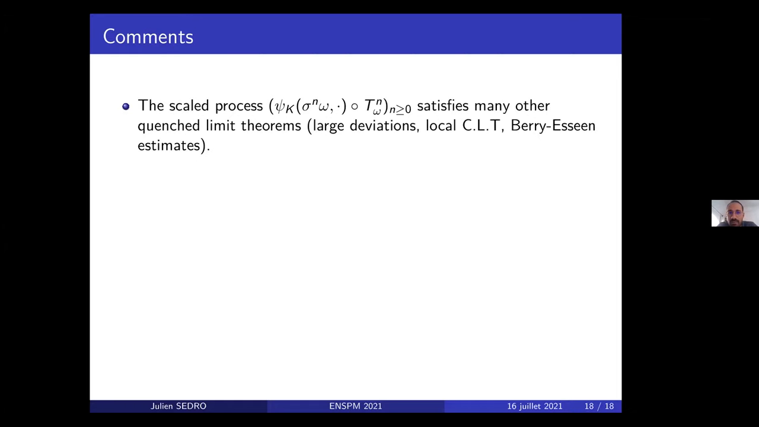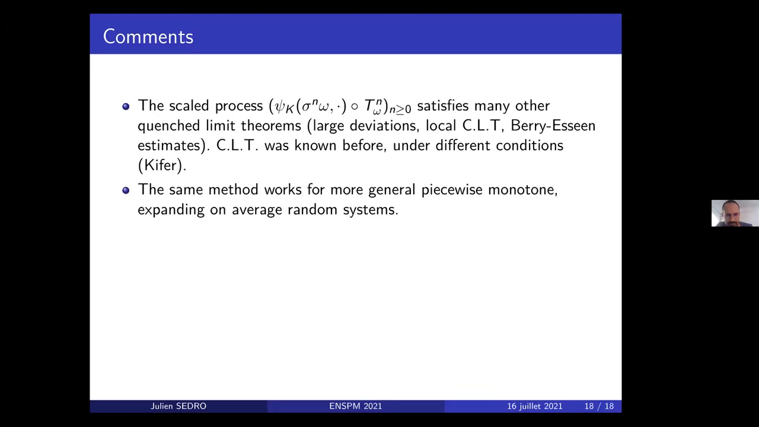And so as with the spectral method in general, once you have the ingredients, you can use that to show many types of quenched limit theorems. So I wrote the one we obtained in the preprint. We are also working on the almost sure invariance principle. Now, under different conditions, the CLT was obtained in this setting by Kifer. So he had no scaling condition, but he had other types of restriction on the observable and the system.